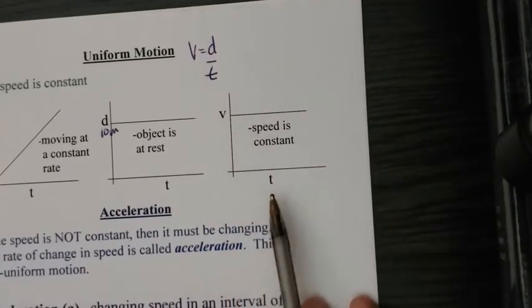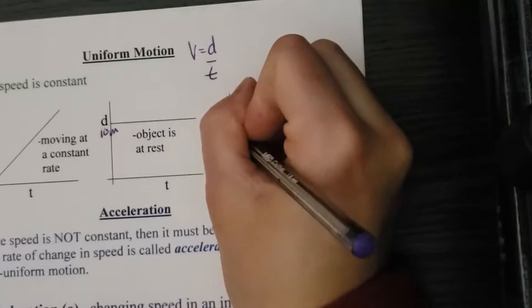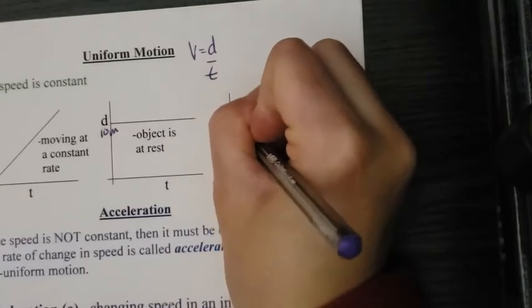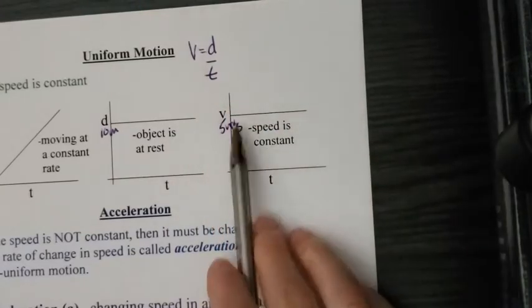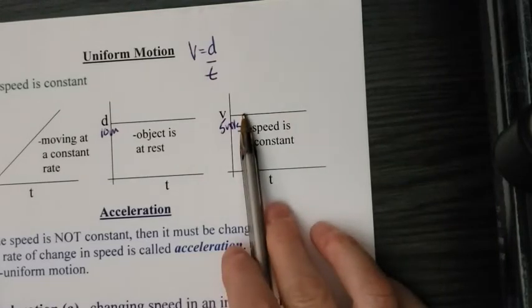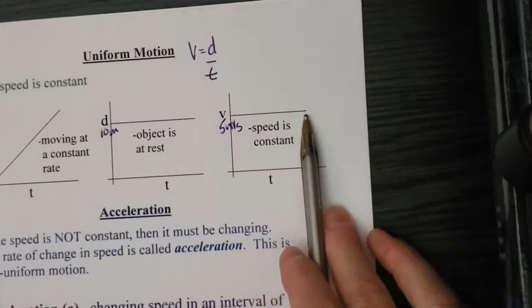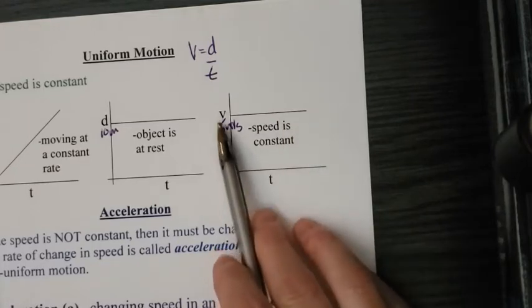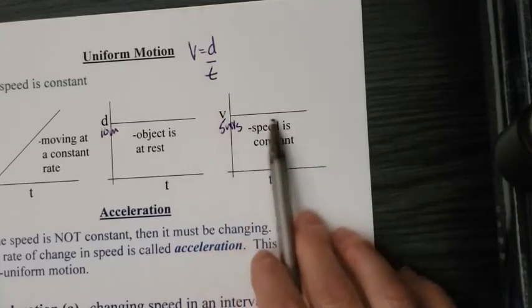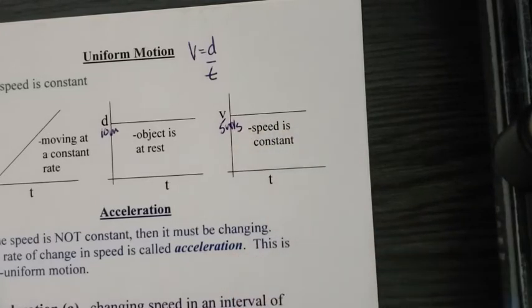Here's our last example of uniform motion. This is a speed time graph. So let's say our speed was 5 meters per second. Well, at 1 second, you're at 5 meters per second. Still at 5 meters per second, still at 5 meters per second. So in a speed time graph, if you have a horizontal line, it means your speed's not changing, it's constant.